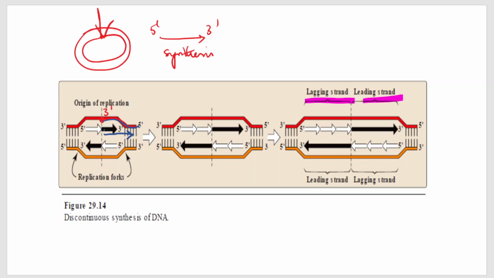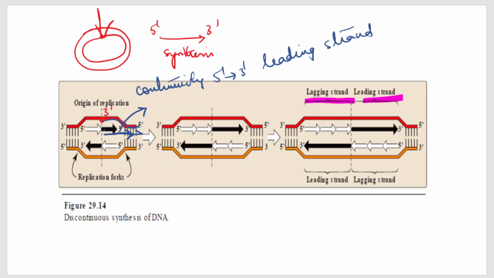So as and when the replication fork opens, new nucleotides can be added and DNA can be synthesized in a continuous manner. Do you agree? So the strand which is synthesized continuously towards the replication fork in the 5' 3' direction is called the leading strand.